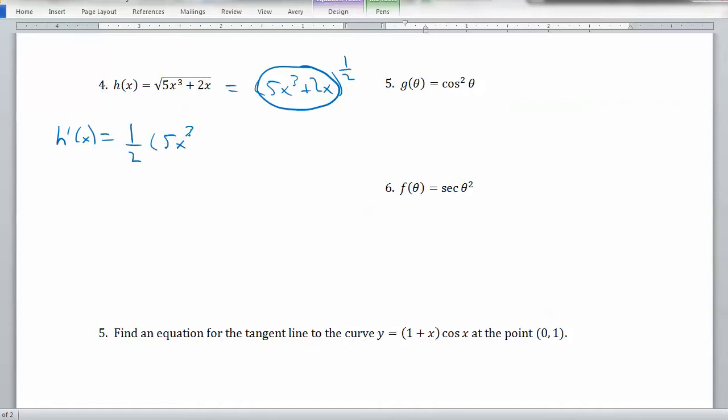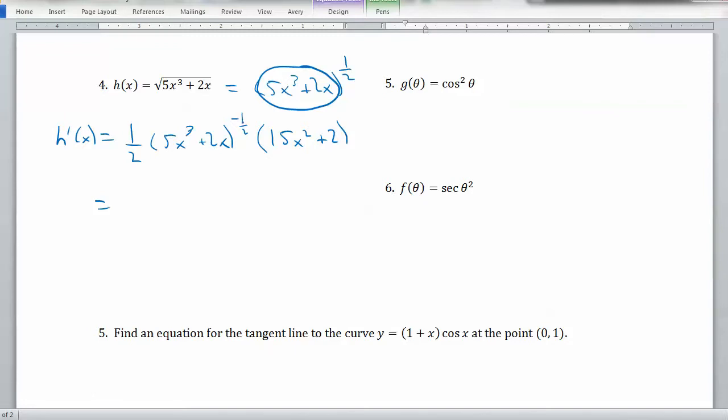to the negative 1/2. And now we multiply that by the derivative of the inside, of what's in the circle, which is 15x squared plus 2. So that's it. That's the derivative. We can just clean it up a little bit.